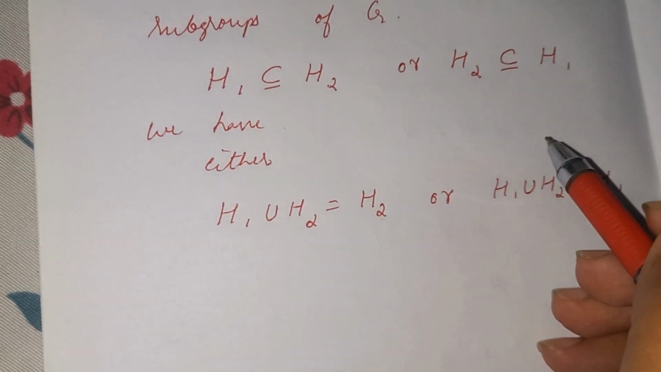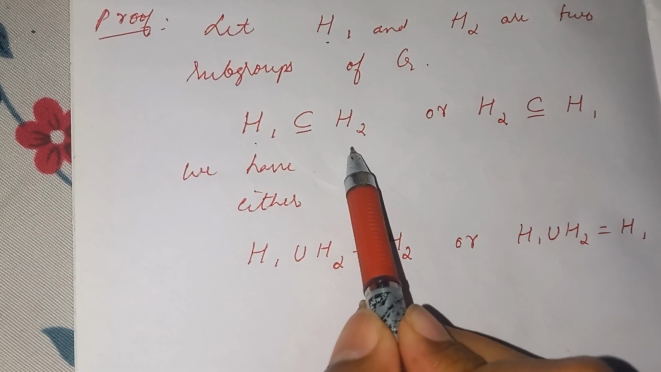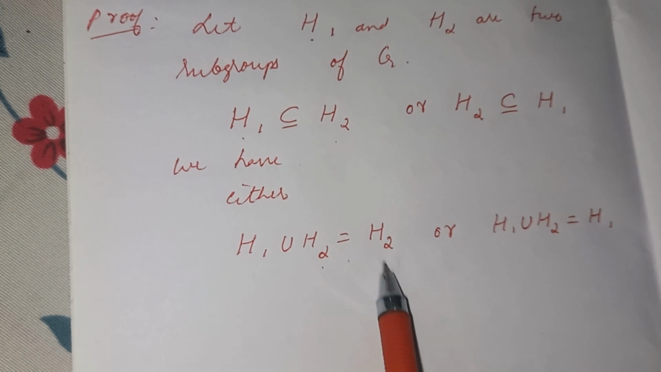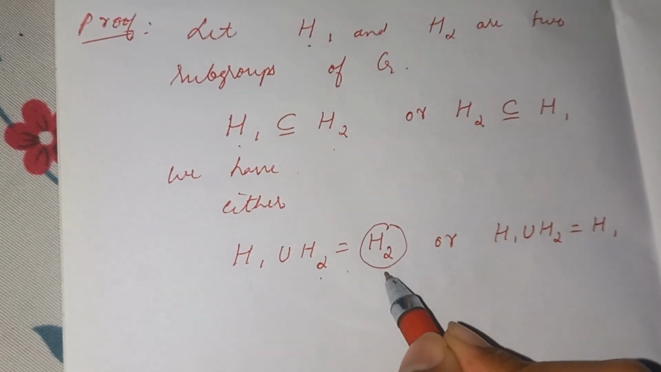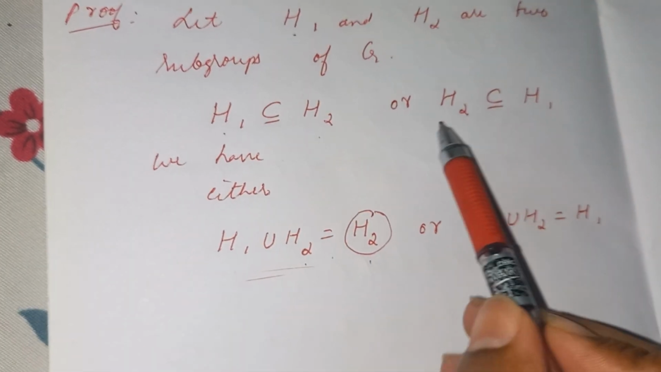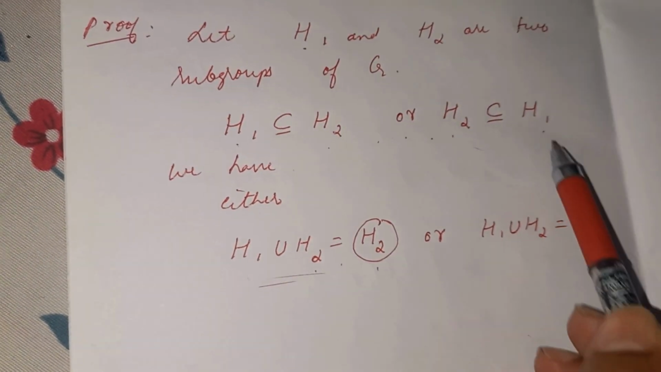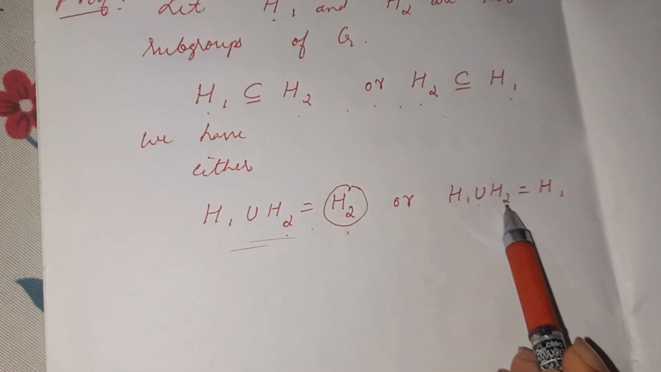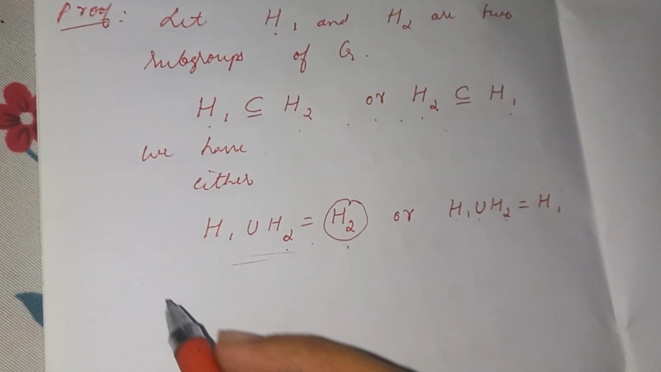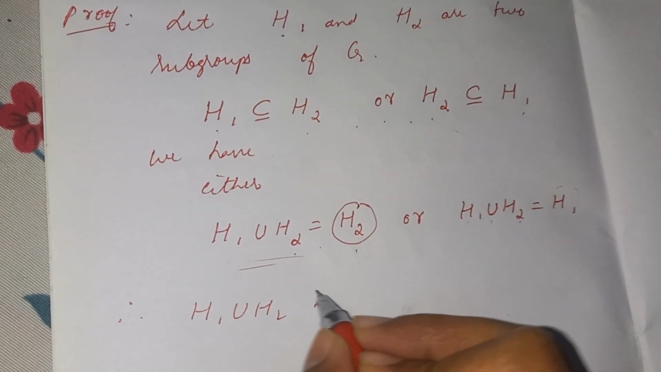So let's see the condition again. If H1 is contained in H2, then H1 union H2 will be equal to H2, which we know is itself a subgroup of G. So this condition is satisfied. Secondly, we have taken the OR condition. If H2 is contained in H1, then H1 union H2 will be the bigger set, which is H1. H1 is also a subgroup. Therefore, H1 union H2 is also a subgroup.